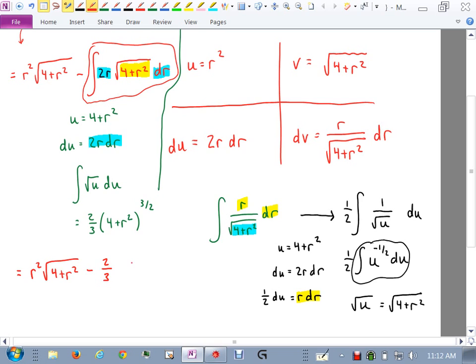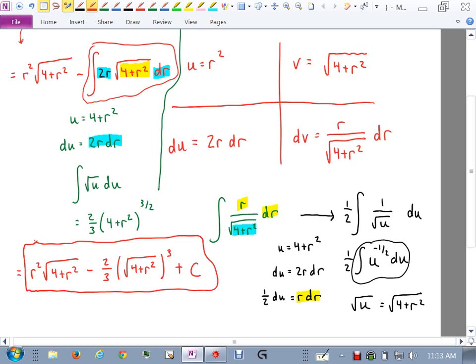I could write that. Would this be okay to write it this way? Square root of 4 plus r squared cubed plus c. Would that be okay? This means the same as this, doesn't it? Okay. I'm just showing it because I want you to know there's different notations for it and be comfortable with each one.